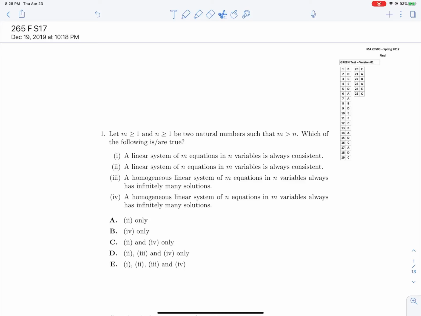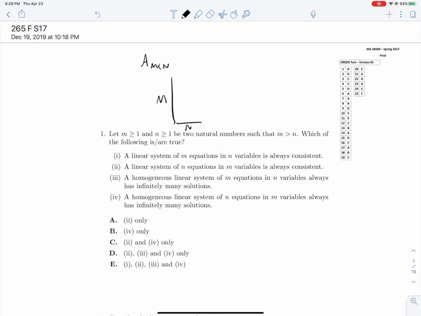So if we're drawing that out as a matrix, if we have A is m by n, m greater than n, it will be a matrix that is taller than it is wide. So if we represent that with a transformation, we'll be going from some lower dimension to some higher dimension. That's something to keep in mind as we read through these answer choices.